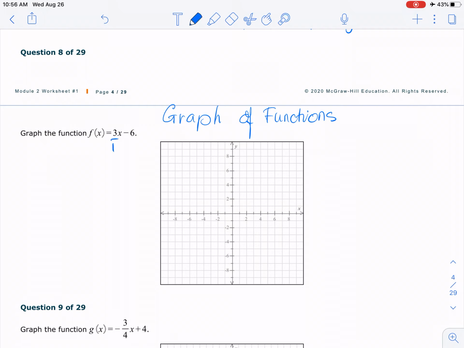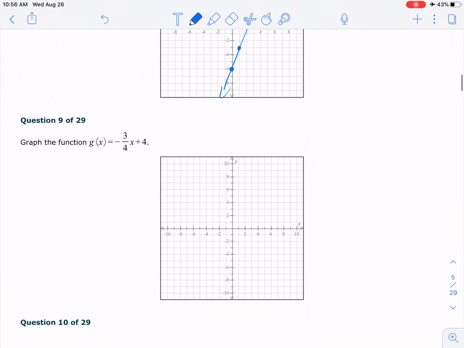So right here, the y-intercept is -6. To be exact, we have to say (0, -6). And then the slope is 3 over 1. So we go up 3 and then over to the right 1. You just need 2 points when we graph a linear function.